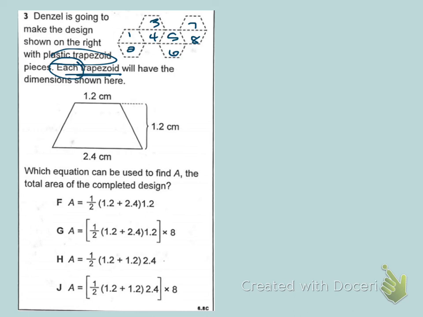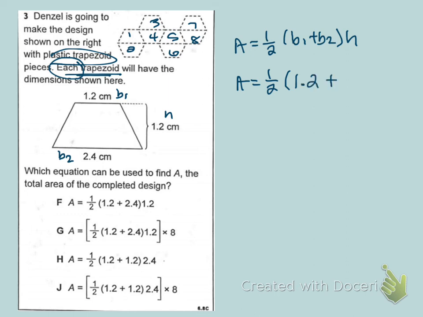So if we go to our STAAR chart, we have area of a trapezoid is 1/2 base 1 plus base 2 times your height. Okay, so if we look here, your top number is your base 1 and your bottom number is your base 2, and this is your height. So area equals 1/2 times 1.2 plus 2.4 times your height of 1.2.